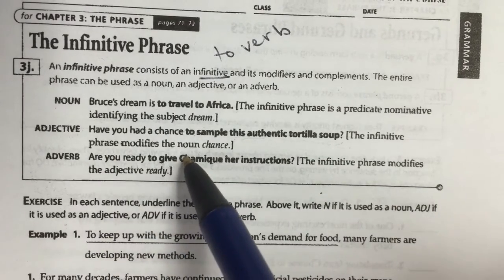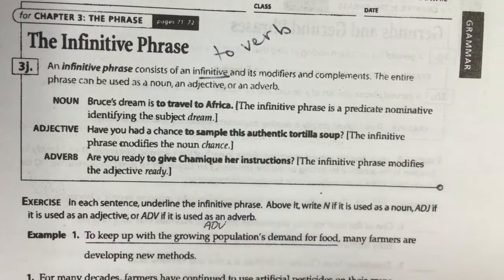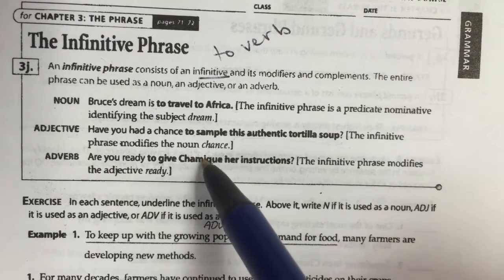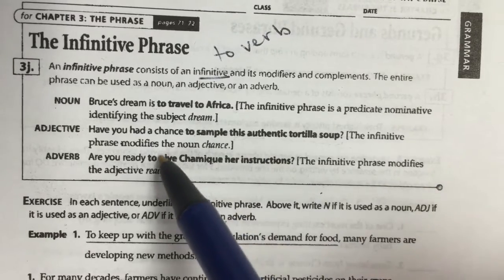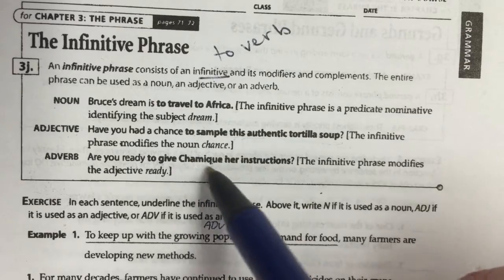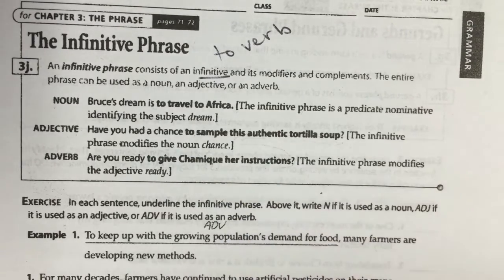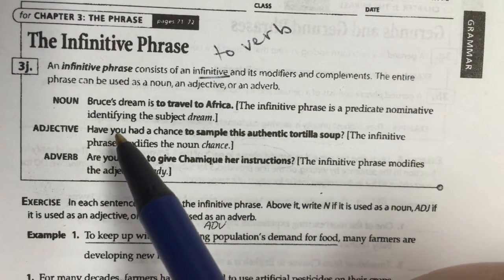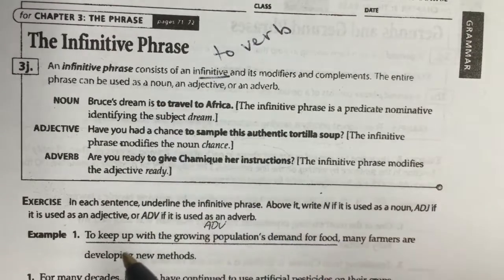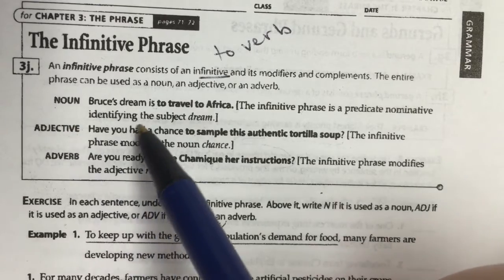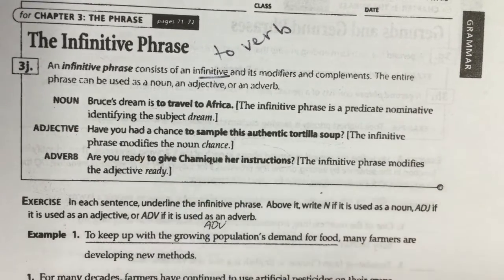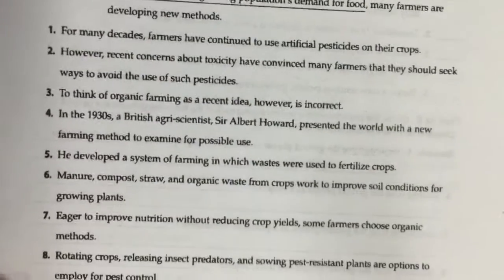And then the adverb, to give Shamik her instructions. So we have to give, and then give can take an object, an indirect object and a direct object. So even the infinitive form of a verbal can have things like direct and indirect objects, which is why we have to include all of these. And just like in the other exercise, the noun form is going to be right here in this predicate nominative position. It's a thing. The adjective is going to be right after a noun, and the adverb is going to be right after a verb like this one. So let's do the exercise below.